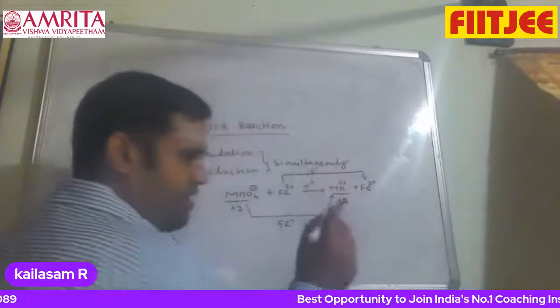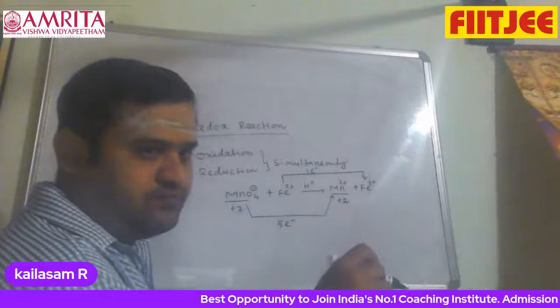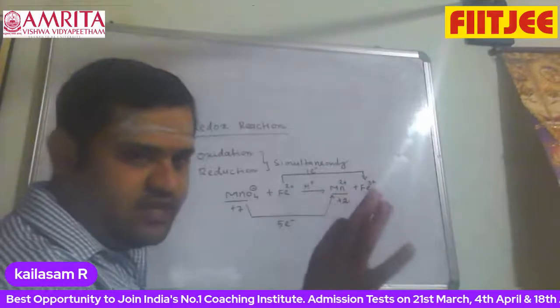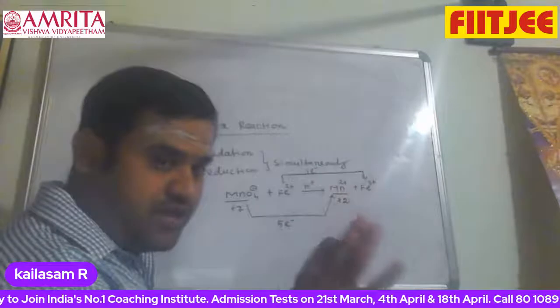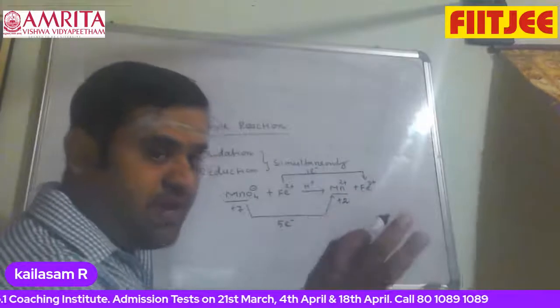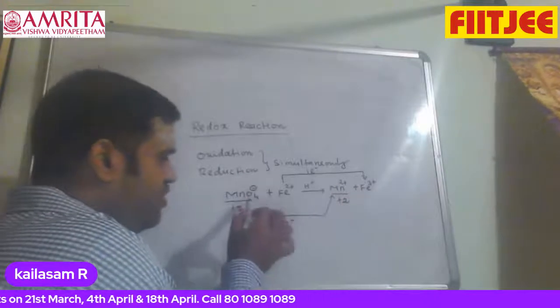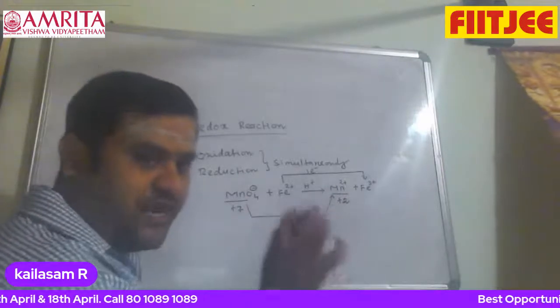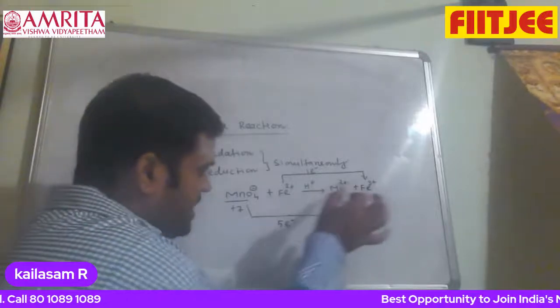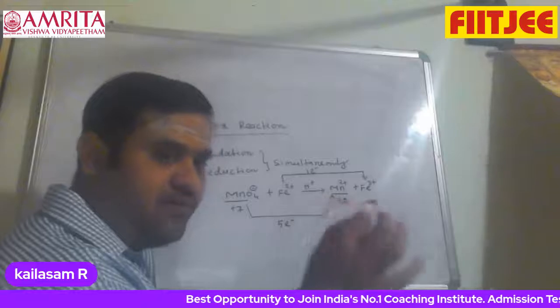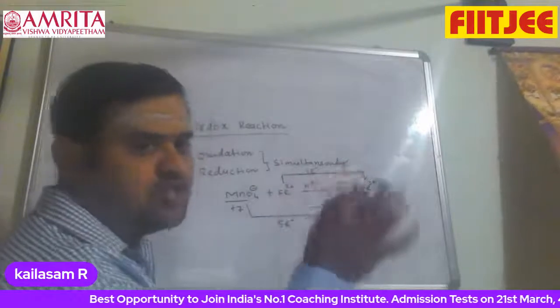That means, what is a redox reaction? Loss of electrons and gain of electrons takes place. Such reactions are redox reactions. In a redox reaction, the number of electrons gained and the number of electrons lost must be equal. Observe here, MnO4 minus becomes Mn2 plus, it gained 5 electrons. Fe2 plus becomes Fe3 plus, it lost 1 electron.